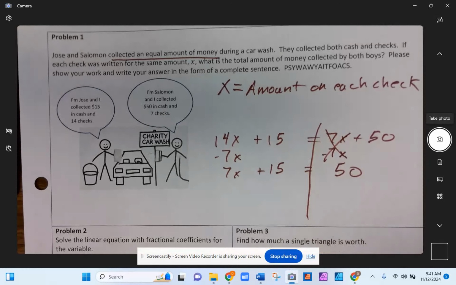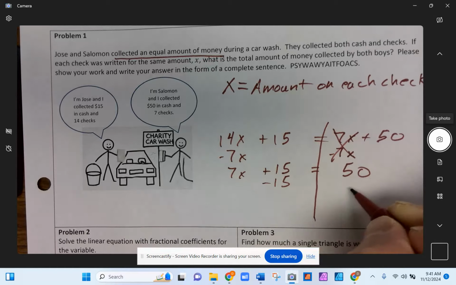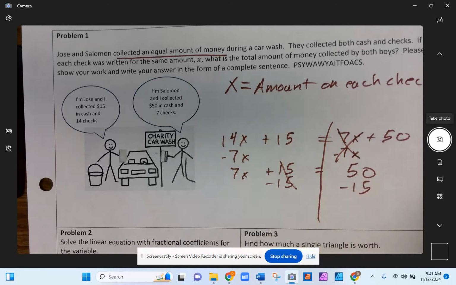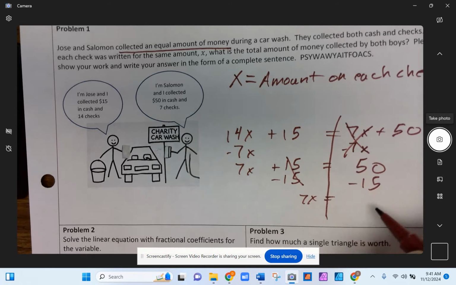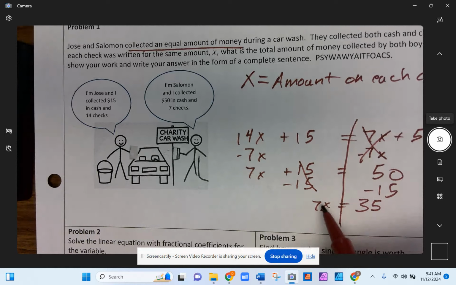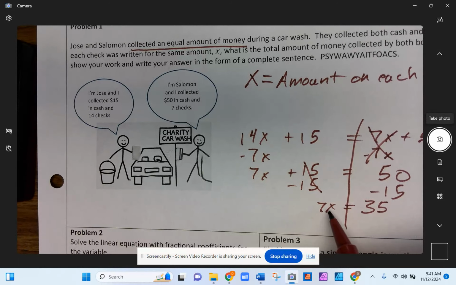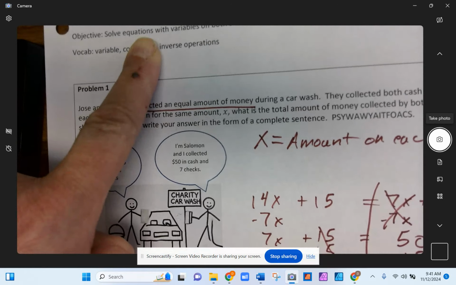If you'd like to draw that line, draw the line. And I take this 15 and bring it to the other side. Since it's adding, I do the opposite, which is subtraction. I end up with 7x equals 50 minus 15, which is 35. Now I have the variable right here, and I have the number in front of the variable. This is called the coefficient. So the coefficient of this equation is 7.